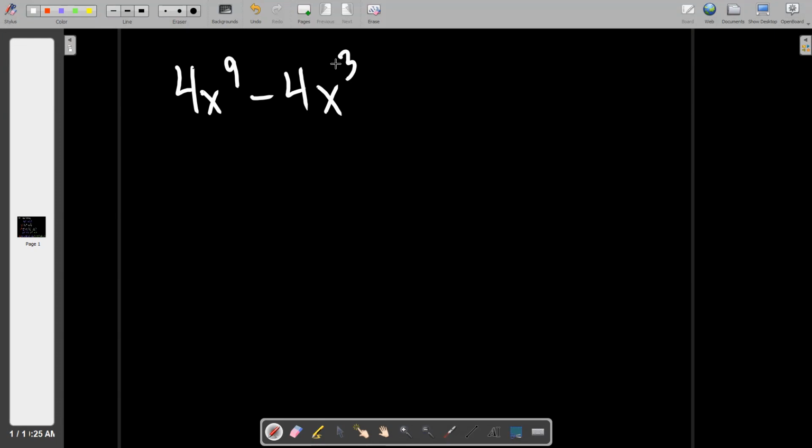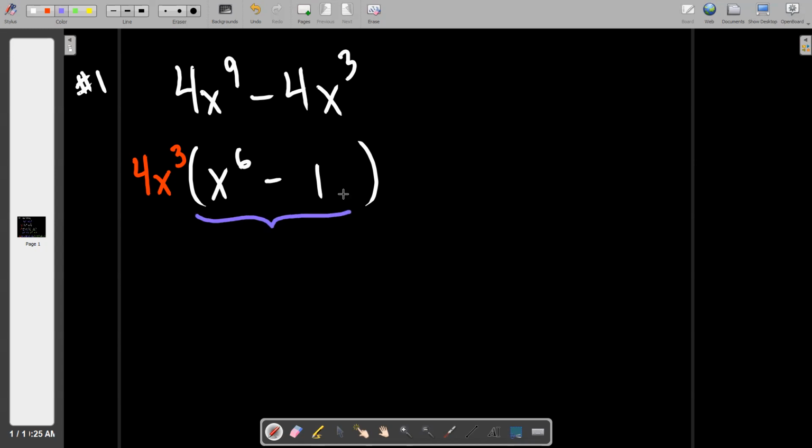We need to pull out 4x to the third. So this is problem number 1. If we pull out 4x to the third, we rebuild what's left. So when we pull out 4x to the third, we're left with x to the 6th minus 1, right? So I know I already said this, but I'm going to say it again. And I'll say it again if I have to. I don't mind. This thing in parentheses, yes, it's a difference of cubes. And yes, you can say A equals this, but I'm telling you, if you stopped listening just now, just don't. Keep listening.